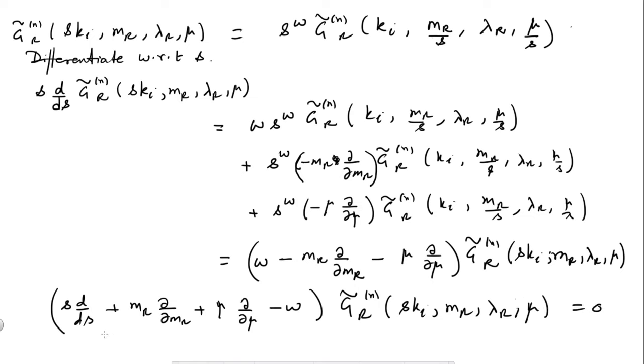Okay, so what this equation is telling you is how this Green's function evolves when you scale up the external momenta and leave everything else unchanged. Leaving everything else unchanged means keeping the bare quantities fixed, right? Because we are not changing the theory. So that's the equation we have got, completely based on dimensional analysis.